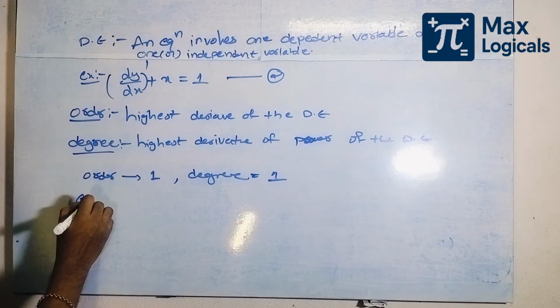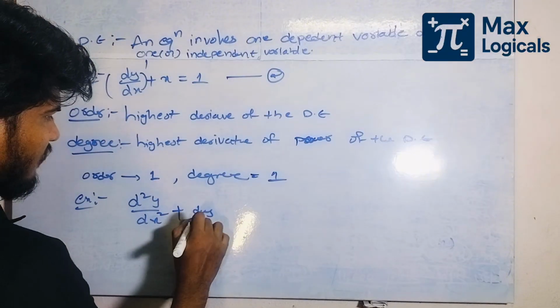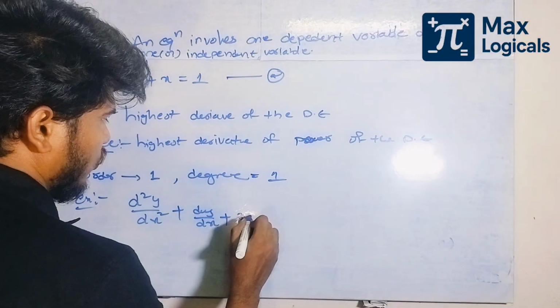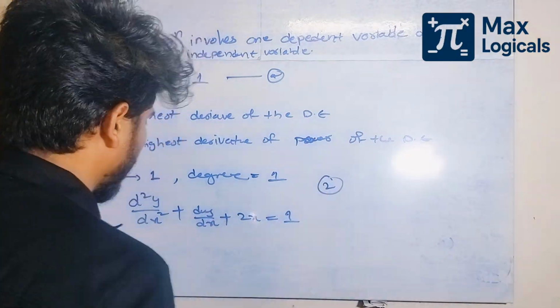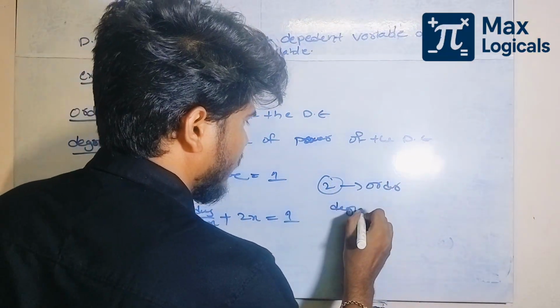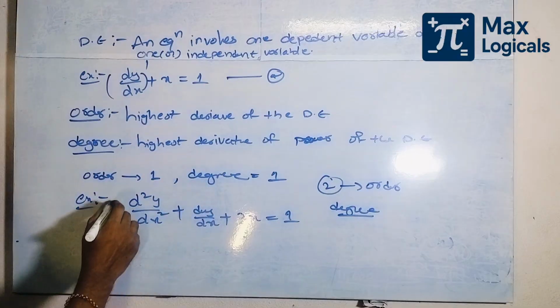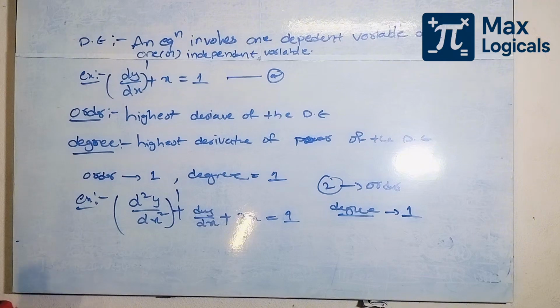Again we take another differential equation, that is d square y by dx square plus dy by dx plus 2x equal to 1. Now we discuss the order and degree of this differential equation. Here two derivatives are involved, so the order is 2, and the degree, the highest derivative power, is 1. So the differential equation degree is 1.